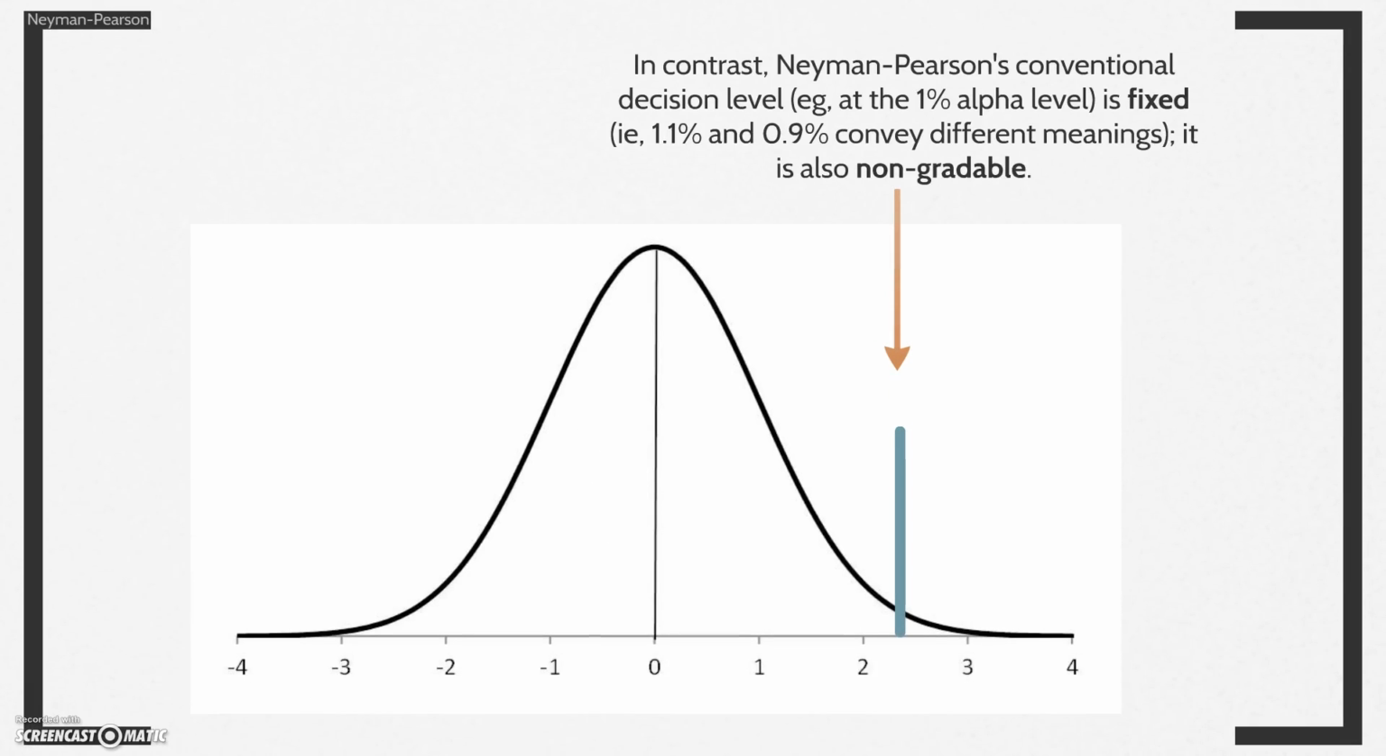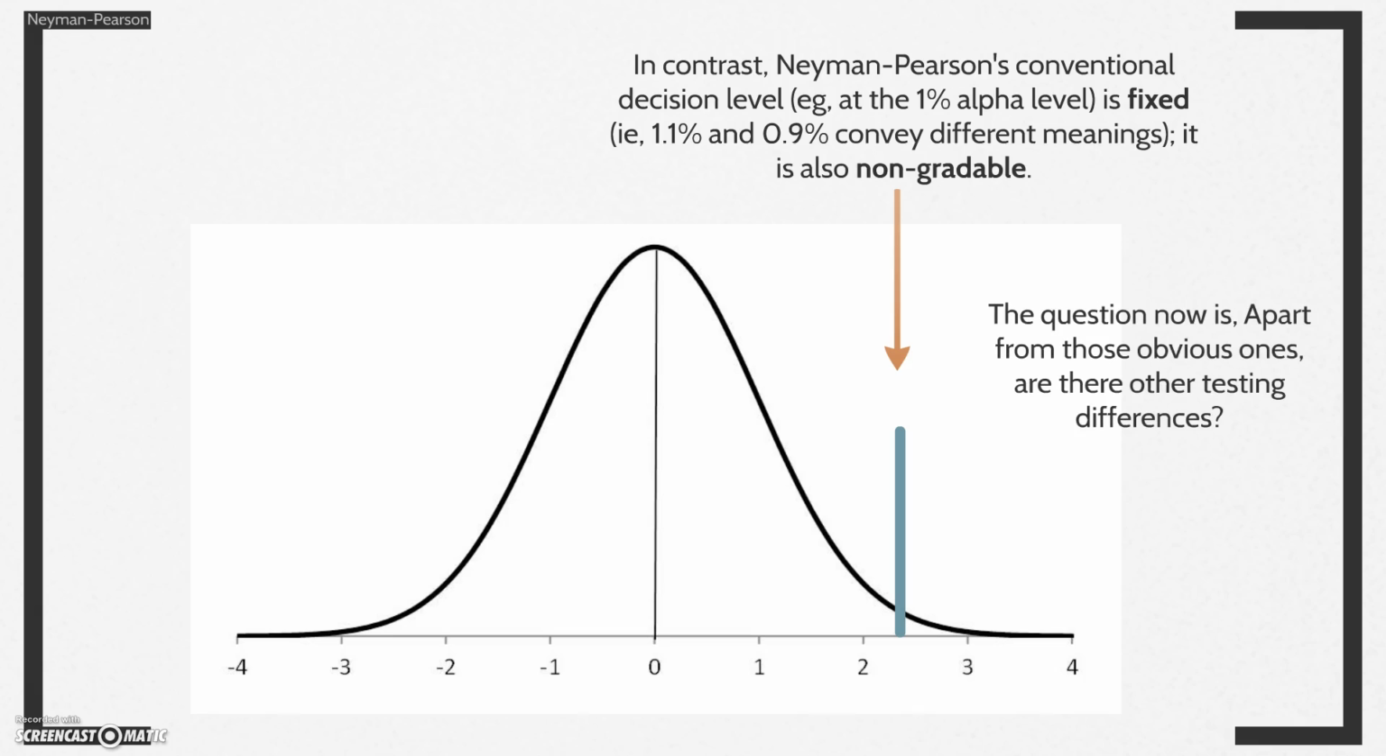In contrast, Neyman-Pearson's conventional decision level, for example at the 1% alpha level, is fixed. That is, 1% and 0.9% convey different meanings. It is also non-gradable. The question now is, well, apart from all these obvious differences, are there other testing differences to pay attention to?